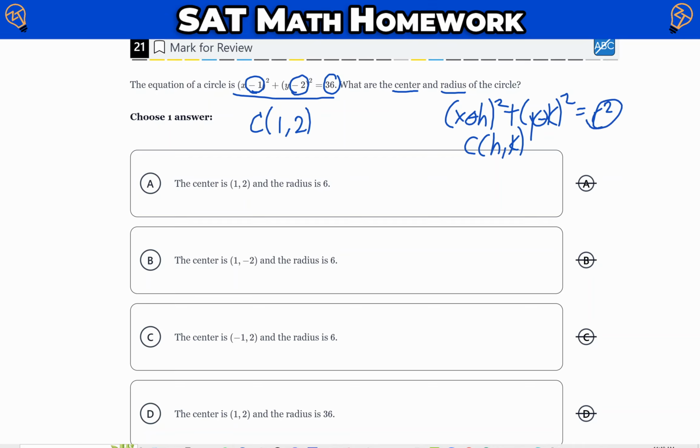And since this is r squared, in our case, r squared is 36, we take the square root to get r. Now, technically, when you take the square root of something squared, you get plus or minus. But because we're dealing with a radius, which is a distance from the center to any point on a circle, you can't have a negative radius. So we'll eliminate the negative option and just leave the positive. So which option says the center is (1, 2) and the radius is 6? It's only option A.